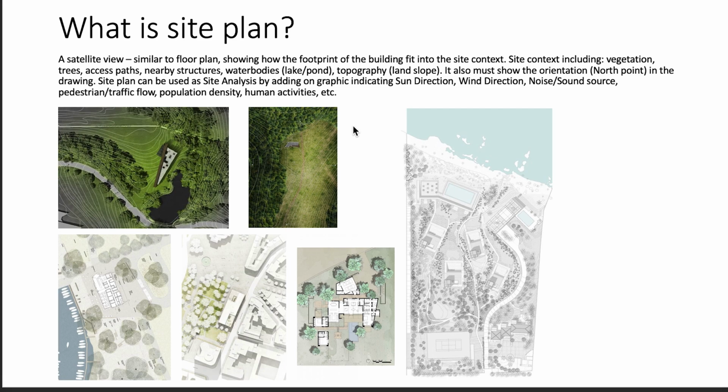When you develop the site plan, it can later be used as a site analysis. This is not really the case for this unit, but later on in Design Studio, you'll be required to do a site analysis. So you need to include much more graphics to indicate the sun directions, wind directions, north and south sources, pedestrian traffic flow, population densities, or any recorded human activities within the area. With that, it comes to the creative part of how you would use graphics to indicate all of this to make your site plan become the site analysis. A site plan is a very fundamental drawing.